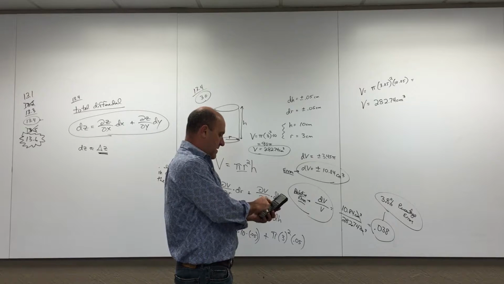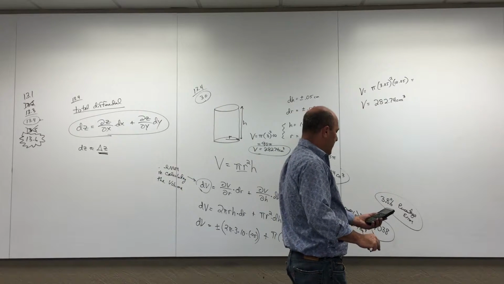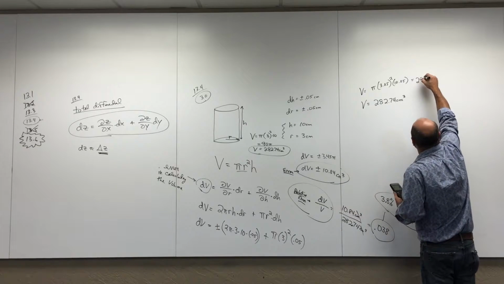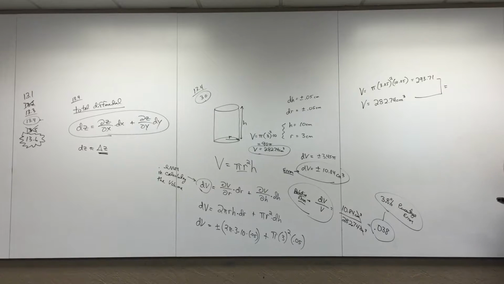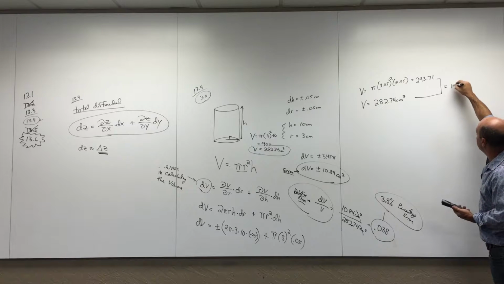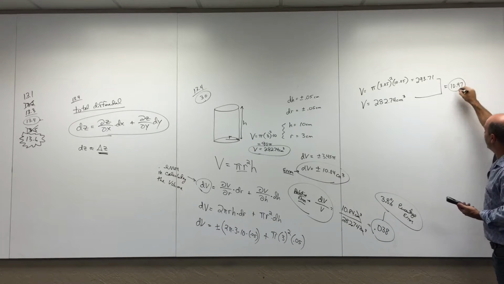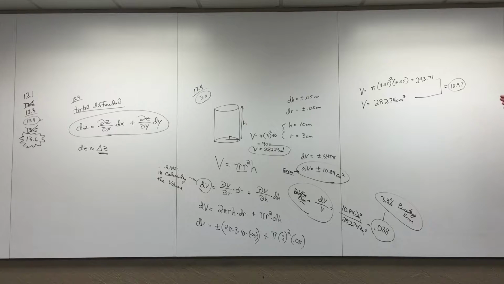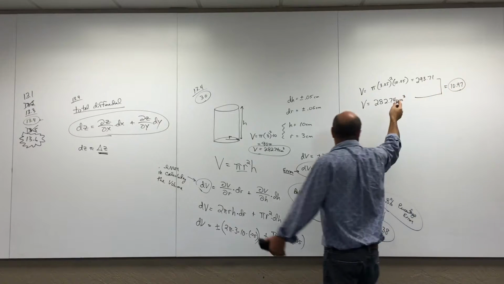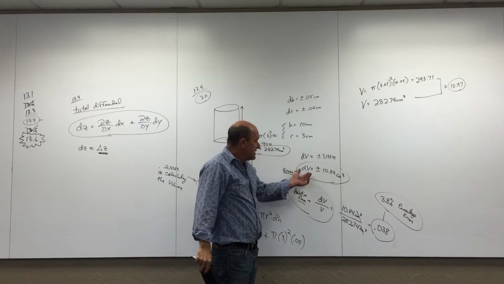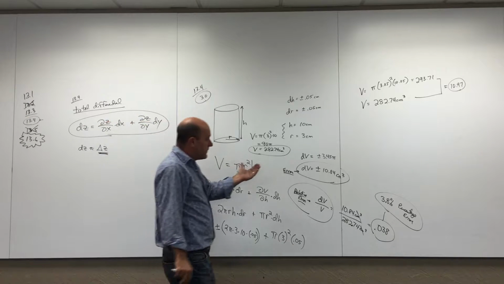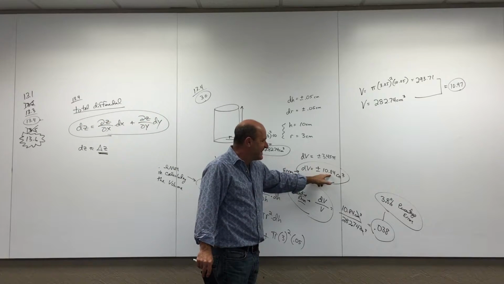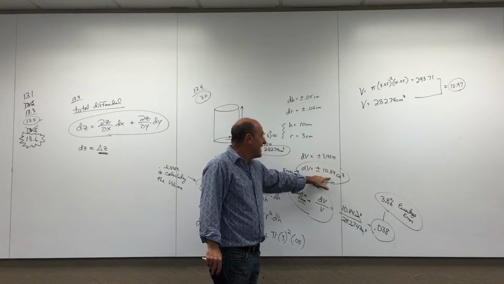293.71. The difference there is almost 11, 10.97. So that's one error that we calculated, the actual error. Now look at our error using the dV, which is an approximation to the actual delta V. We're pretty close. That's why we're happy using this.